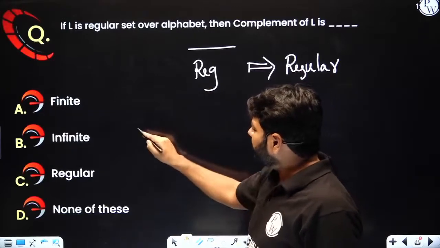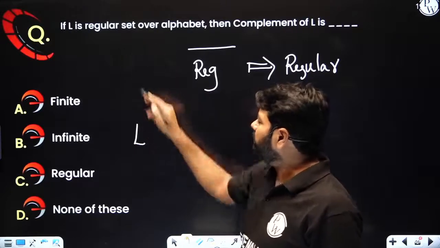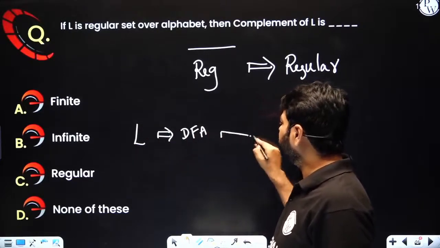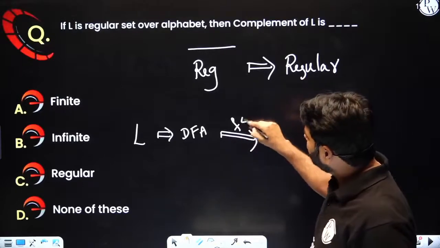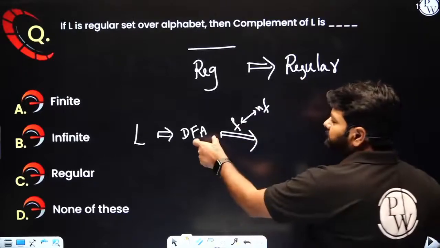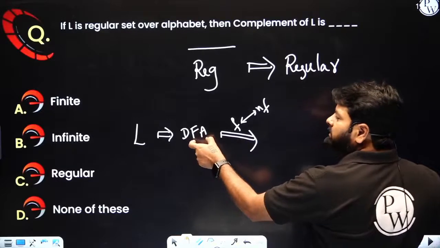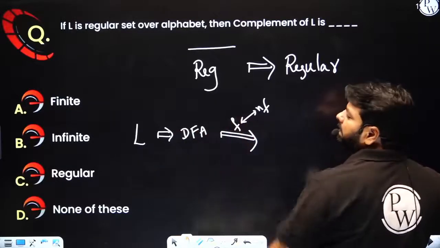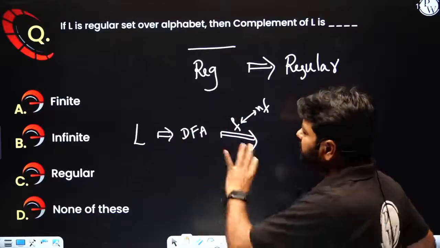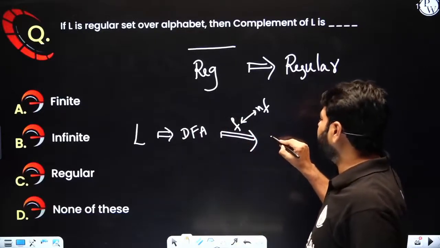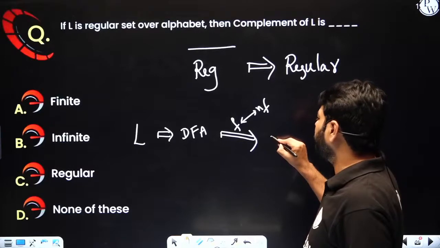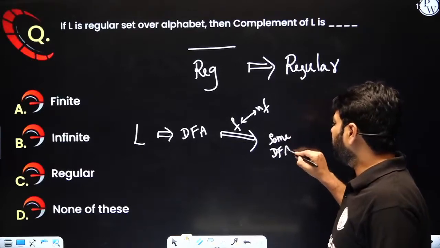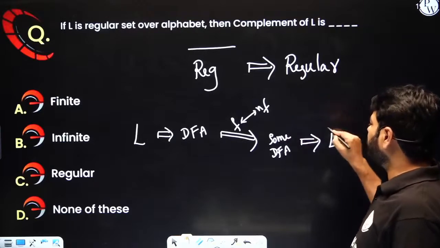Take any L that is regular. What you do is construct a DFA. After that, just interchange finals and non-finals. In this DFA, all the finals convert to non-finals, all the non-finals convert to finals, but don't change the transitions. The number of states stays the same, and you will get a modified DFA. This DFA will accept L complement.